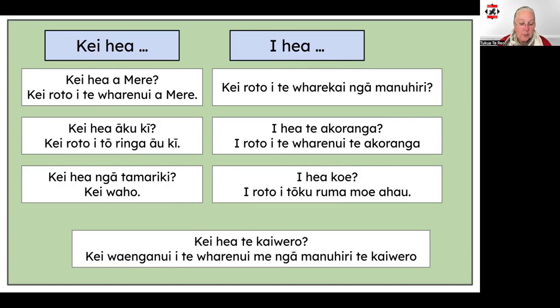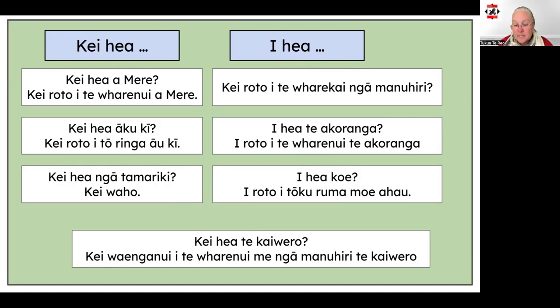Here's a shortened version. Kei hea ngā tamariki. Kei waho, outside. There's a few more examples here, and I've changed the same structure into a question. Kei roto i te whare kai ngā manuhiri? Are the visitors in the dining room?